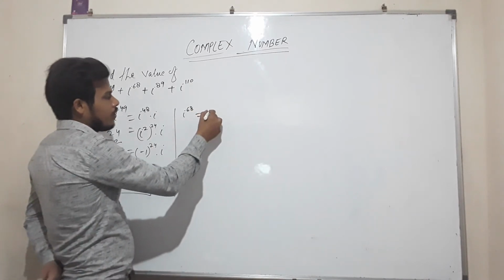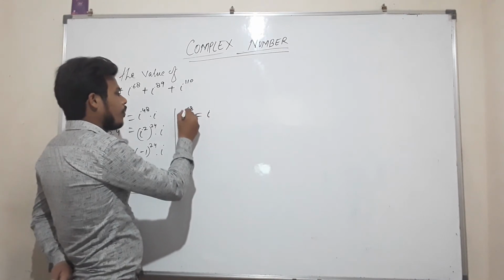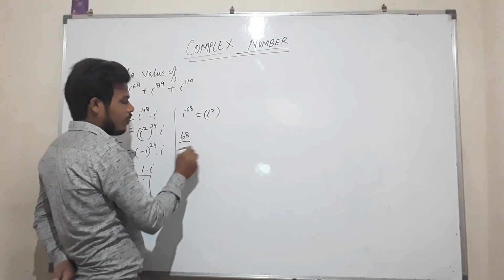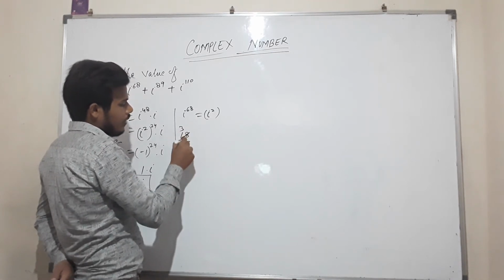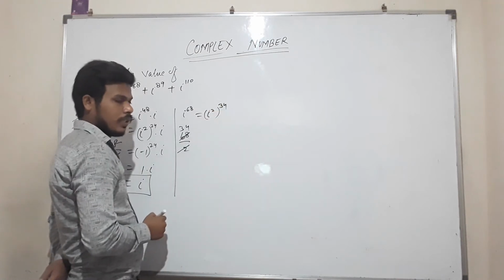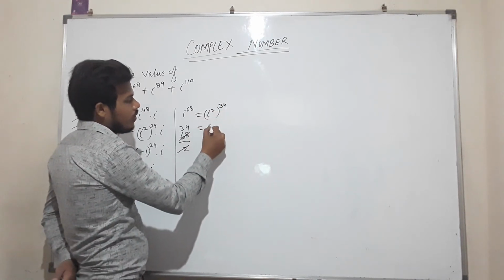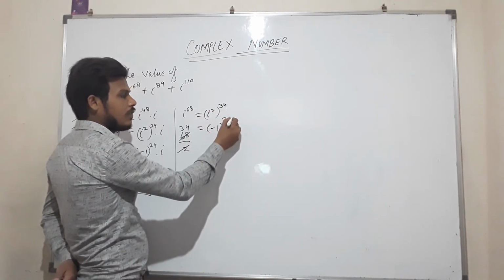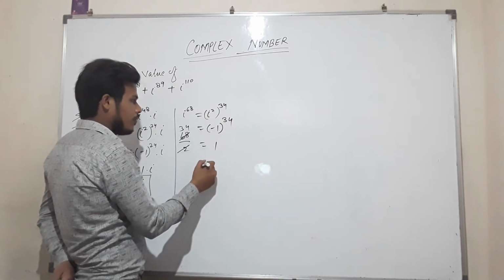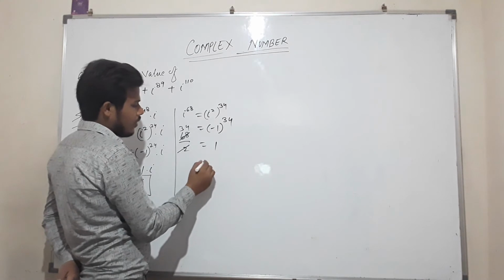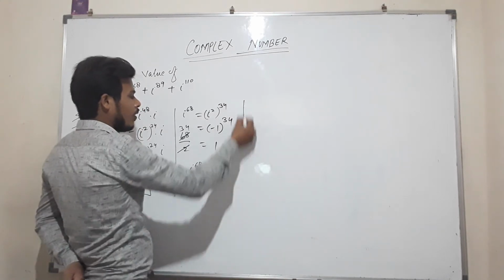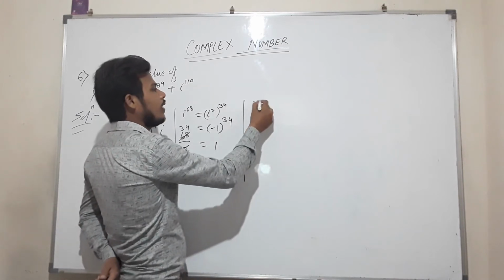Again i raised to 68 is an even power, so i raised to 2. Now you can divide 68 by 2. So 2 3s are 6, 2 4s are 8, means i raised to 2 raised to 34. So i raised to 2 is nothing but -1 raised to 34, and -1 raised to 34 is 1, because -1 to an even power is always positive. It means i raised to 68 is 1. Now next, i raised to 89.